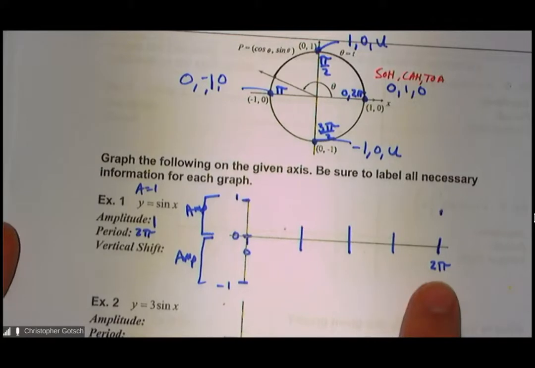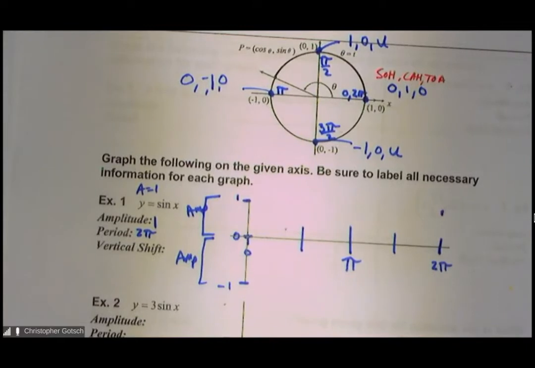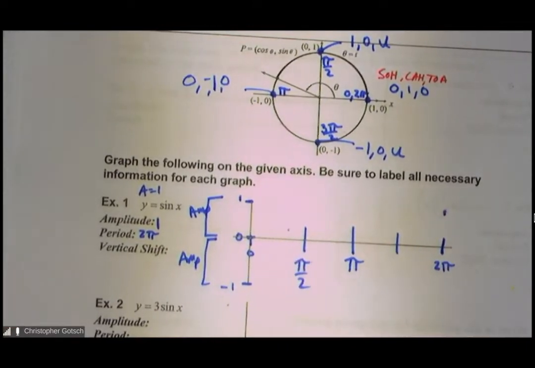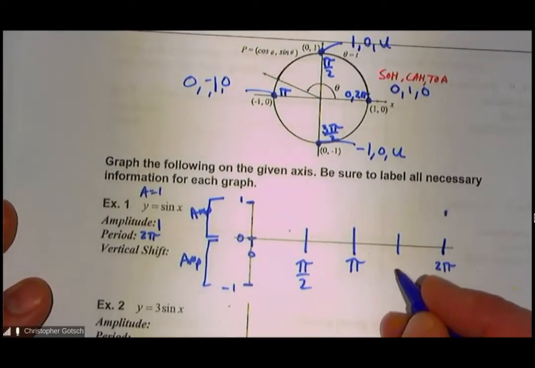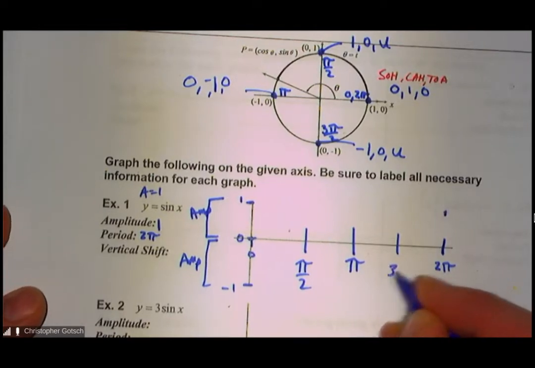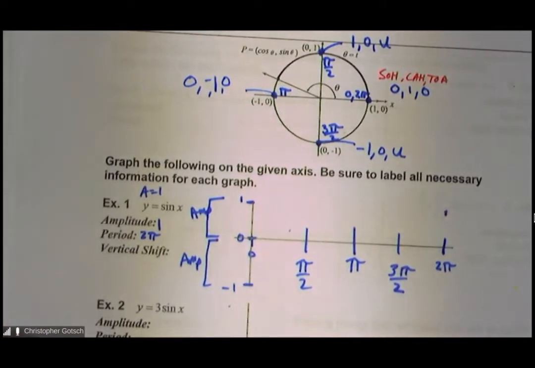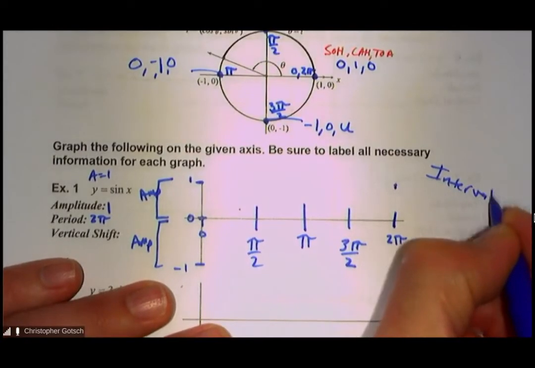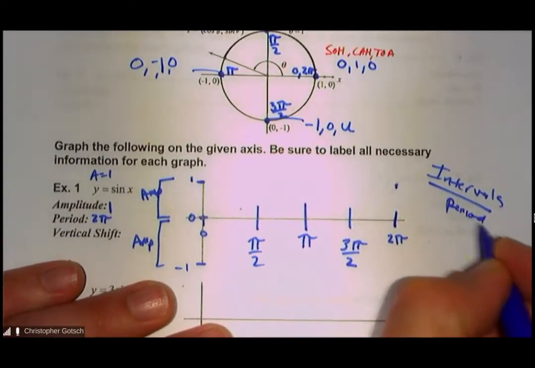If I take 2 pi and divide it in half, now I'm at 1 pi. And if I take pi and divide it in half, now I'm at pi over 2. And now if I add these two together, 1/2 plus 1 is 1.5, or 3/2 pi. Another way to look at that is what we call intervals or tick marks. We need to come up with this tick mark value, or interval. All we need to do is take our period and divide it into 4.